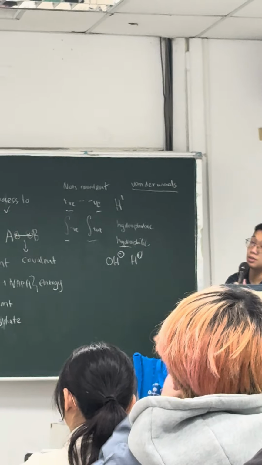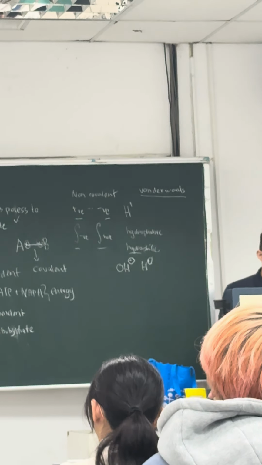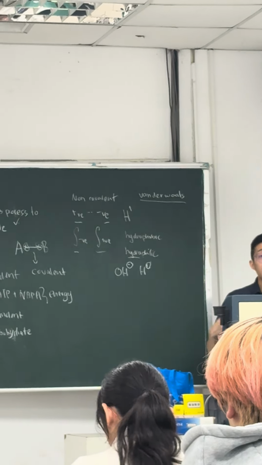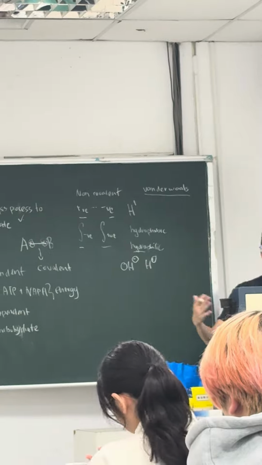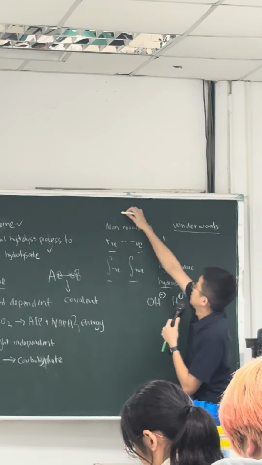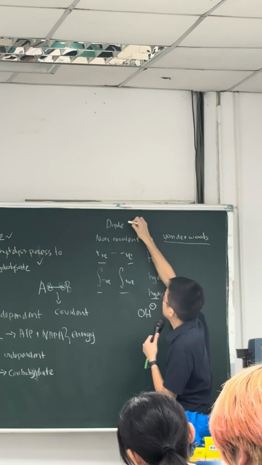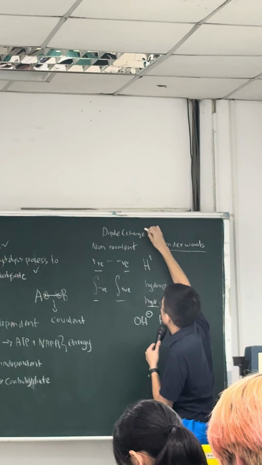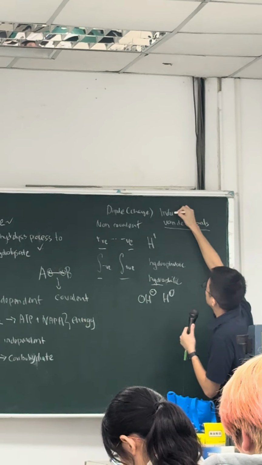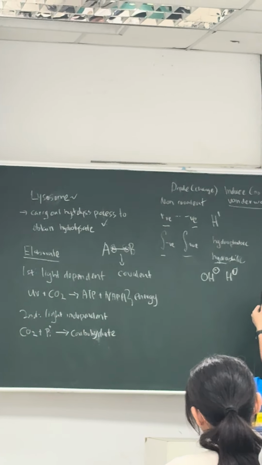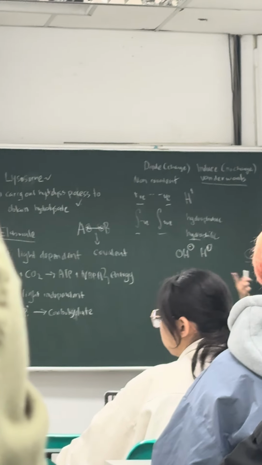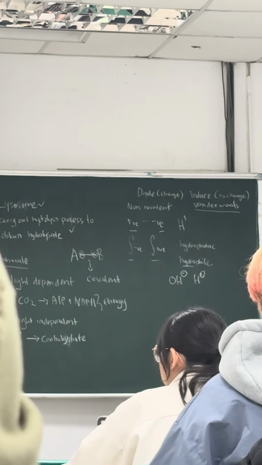Van der Waals. So what is van der Waals? Van der Waals has these three: dipole-dipole, dipole-induced dipole, and induced dipole-induced dipole. So what does it mean? Dipole means charge. Another one, induced dipole, means no charge. So there is this kind of interaction happening.